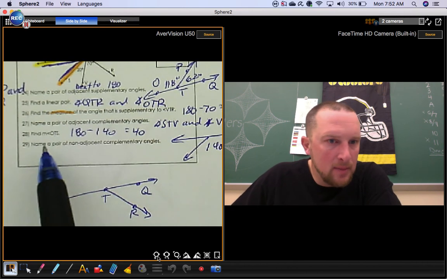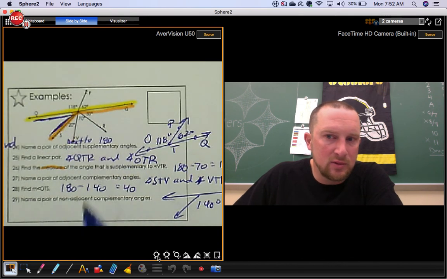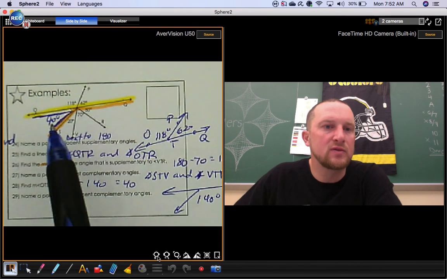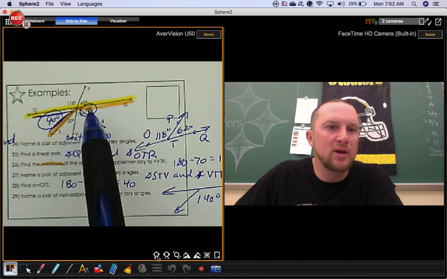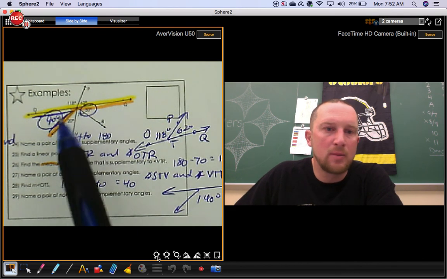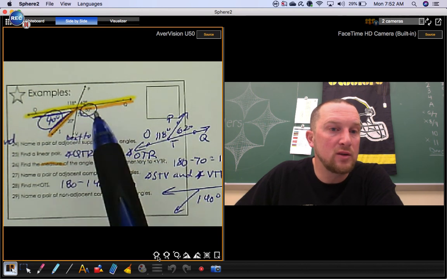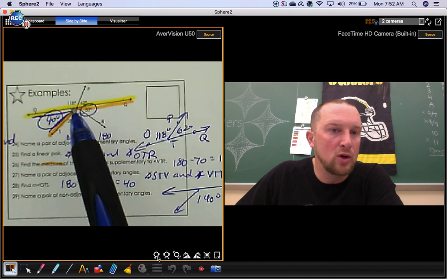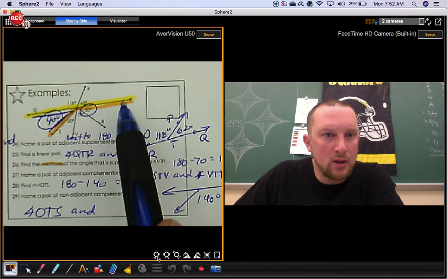Okay, last one. Name a pair of non-adjacent complementary angles. Now, I kind of did my best to really mess this picture up, but remember, that's a 40-degree angle. We just figured it out. The 40 and the 50 are complementary because they add up to 90, but they're not adjacent. They share a vertex, but they don't share a ray. So the 40 and the 50-degree angle are your non-adjacent complementary angles. Angle OTS and angle QTR.